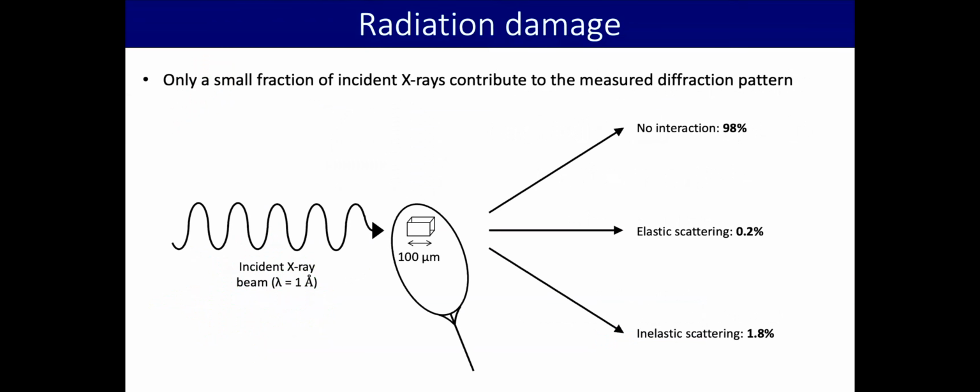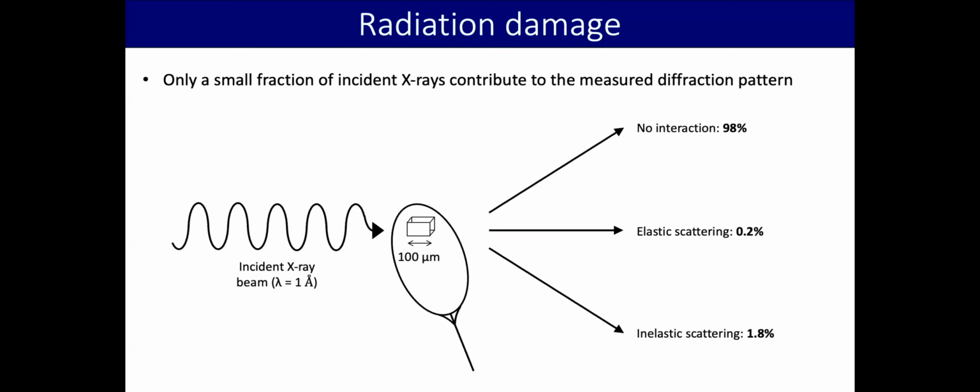Just for some context, when we collect a diffraction data set from a protein crystal, in fact, only a tiny fraction of the X-rays actually contribute to our diffraction pattern. As an example, if we were to put a protein crystal of 100 micrometer thickness in an X-ray beam of wavelength 1 angstrom, 98% of the X-rays would pass straight through the crystal and not interact with it. And just 0.2% of the X-rays would be elastically scattered by that crystal to generate our diffraction pattern.